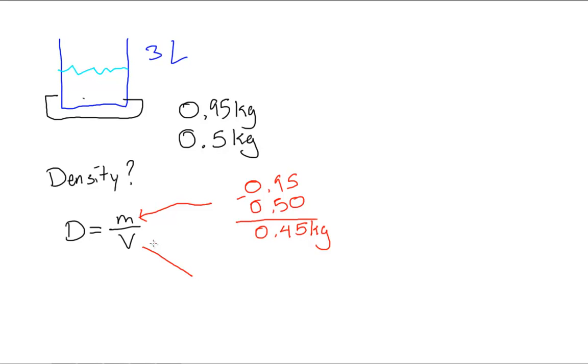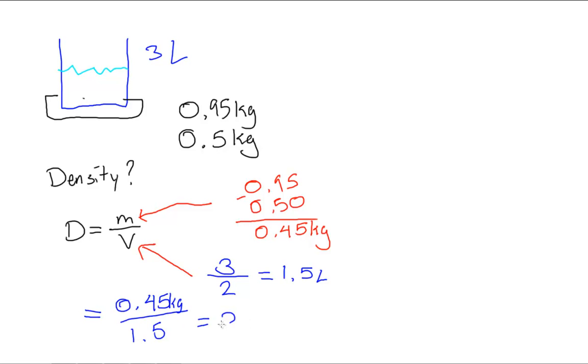Now the volume. We know that the beaker is 3 liters, and it's only filled halfway. So the volume of the liquid would be 3 divided by 2, so 1.5 liters. So our density is 0.54 kilograms divided by 1.5 liters, which equals 0.3 kilograms per liter.